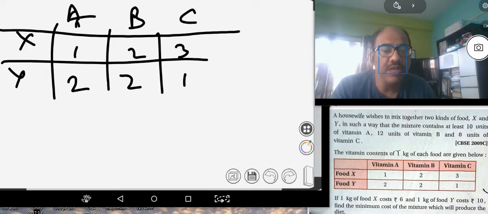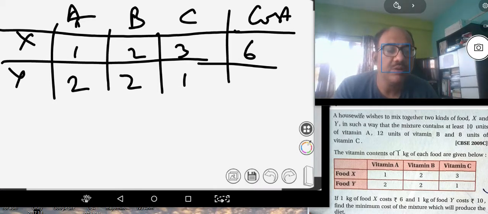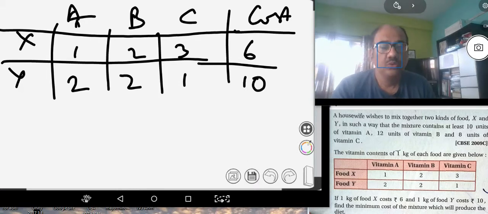1 kg of food X costs rupees 6, and 1 kg of food Y costs rupees 10. So find the minimum cost of the mixture which will produce the diet. She has to prepare a diet which will contain at least 10 units of vitamin A, 12 units of vitamin B, and 8 units of vitamin C. So that is the question.